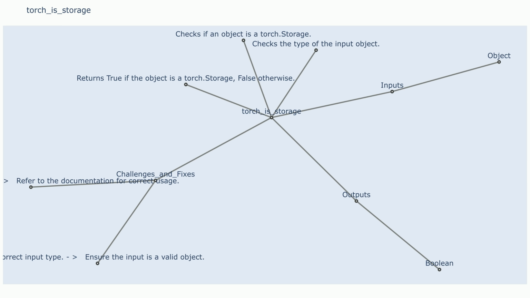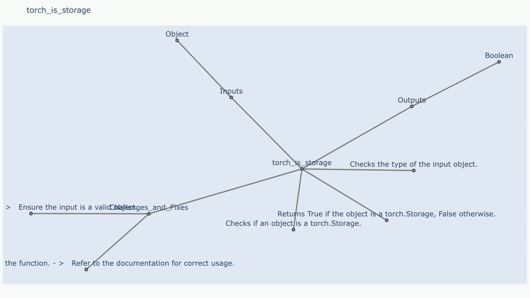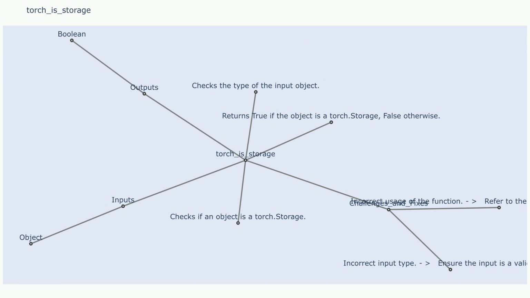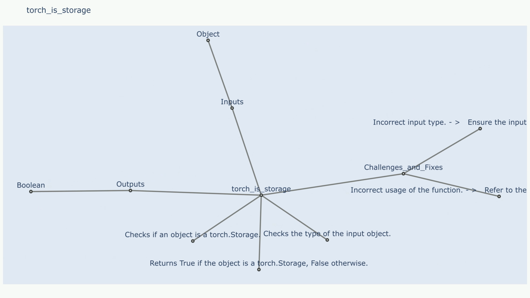torch.is_storage. Description. The torch.is_storage function checks if an object is a PyTorch storage object. Storage objects are low-level memory buffers that hold the underlying data of tensors. This function is useful for verifying if an object is a storage object before attempting operations that require a storage object.